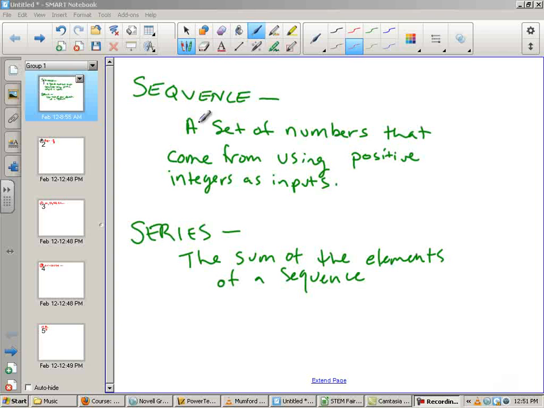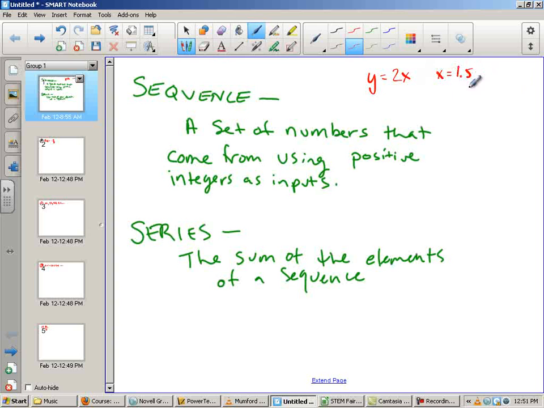straightforward. So first thing we need to understand is a sequence is a set of numbers that come from using positive integers as inputs. So a good example would be like y equals 2x. The problem with this is that I can use values like x could equal 1.5. And that's not a positive integer. It's positive, but it's not an integer. And so if I put this in for x, I'd get 3 for y, okay, and I'd go along my merry way. That works for functions that are just linear or polynomial functions.